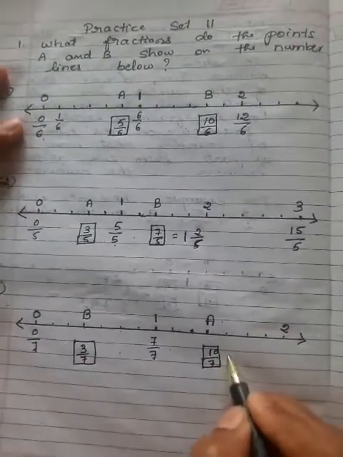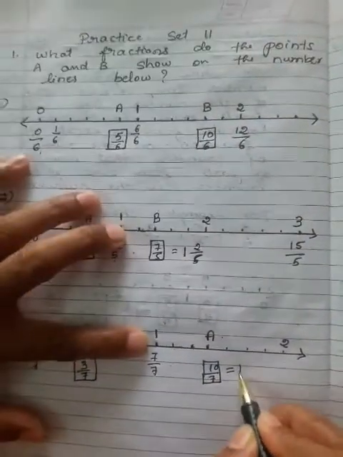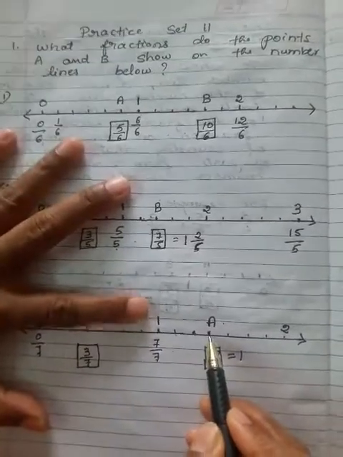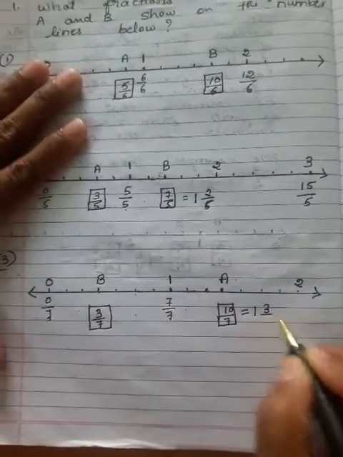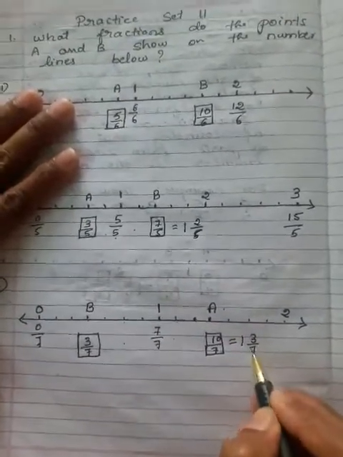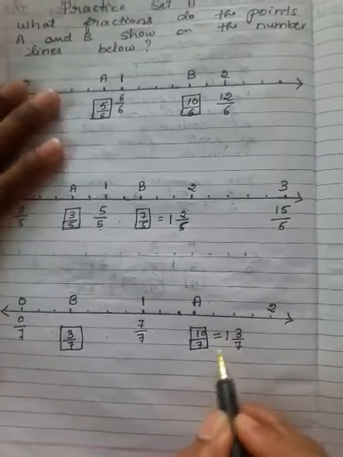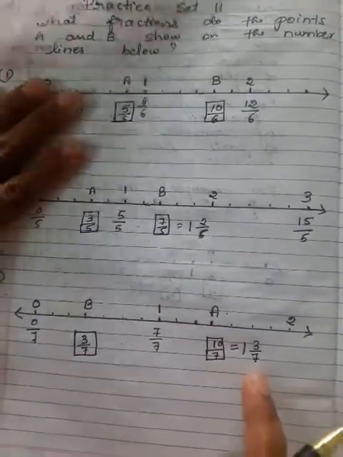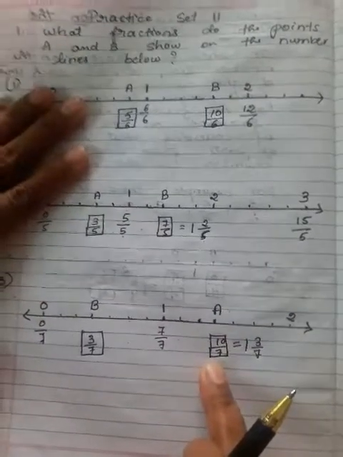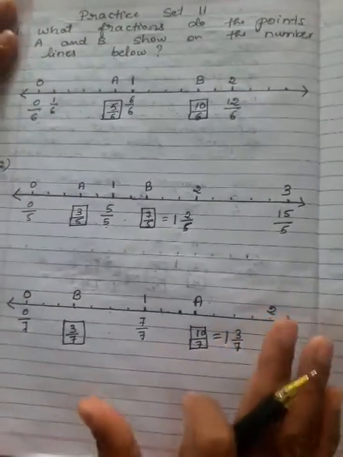Understood? Or how can we also write this, students? 1. Then this is the third mark after 1. Correct? So third mark means the numerator is 3, and the denominator is 7. So we can also write this fraction as 1 3 upon 7. It is the same as 10 upon 7. Right? So understood now? Now let's go to the second question.